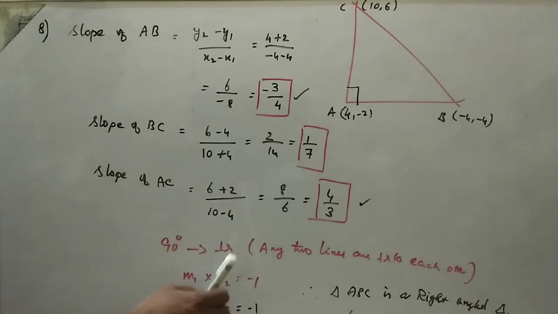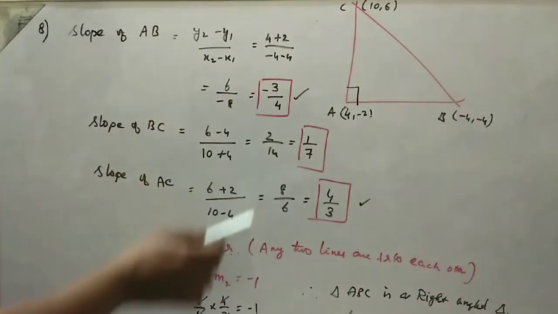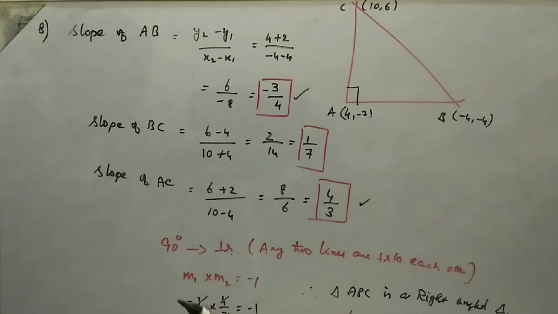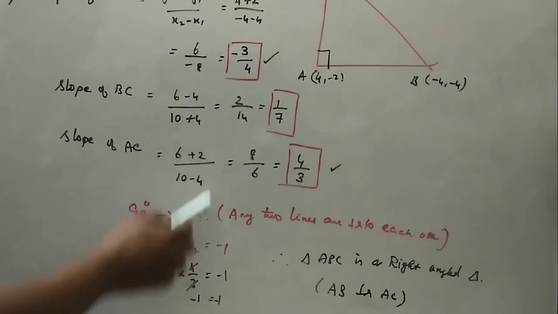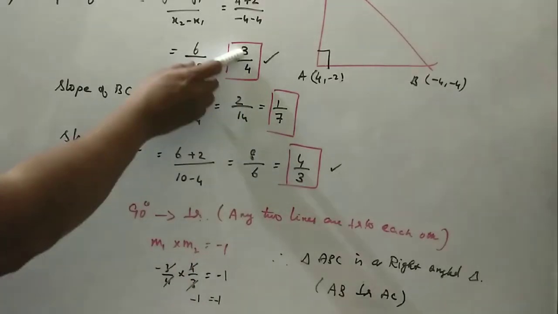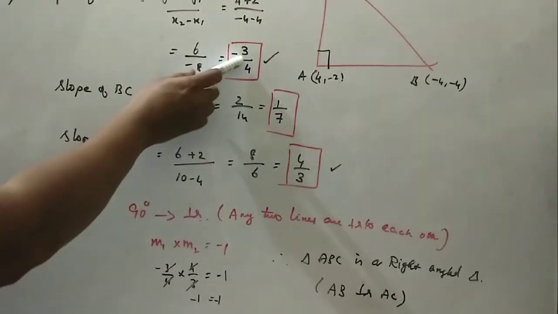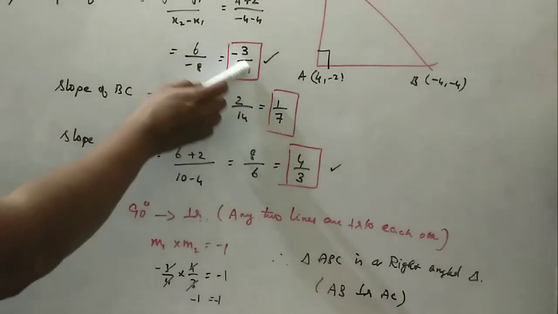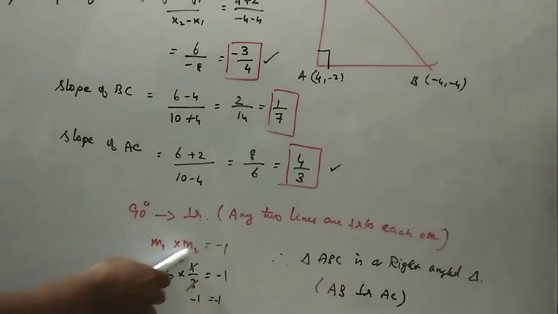And they said, prove this triangle is a right angle triangle. Right angle means 90 degree. So, 90 degree means perpendicular. What is the perpendicular condition? M1 into M2 is equal to minus 1. So, take any two. Okay, here minus 3 upon 4 and 4 upon 3. If you take these two, it will not satisfy.